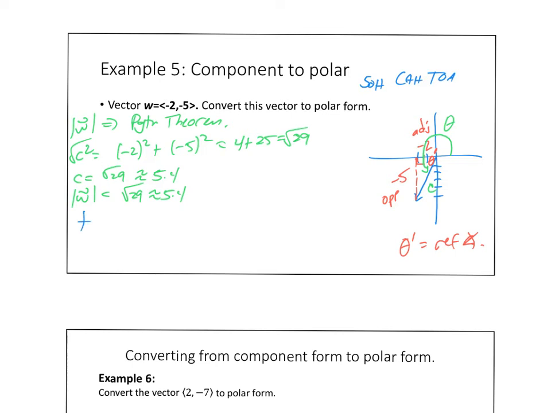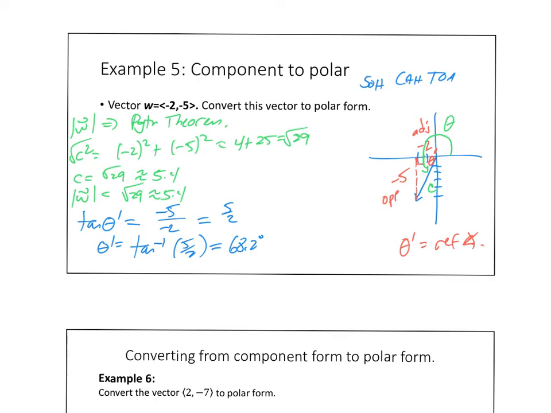So I can say that tangent of theta prime, the reference angle, the angle inside my triangle, is going to be the length of the opposite side, -5, over the length of the adjacent side, which is -2, which is 5/2. So theta prime is going to be tangent inverse of 5/2. And if we enter that into the calculator, we find that this angle is 68.2 degrees. That's the angle inside the triangle, right?